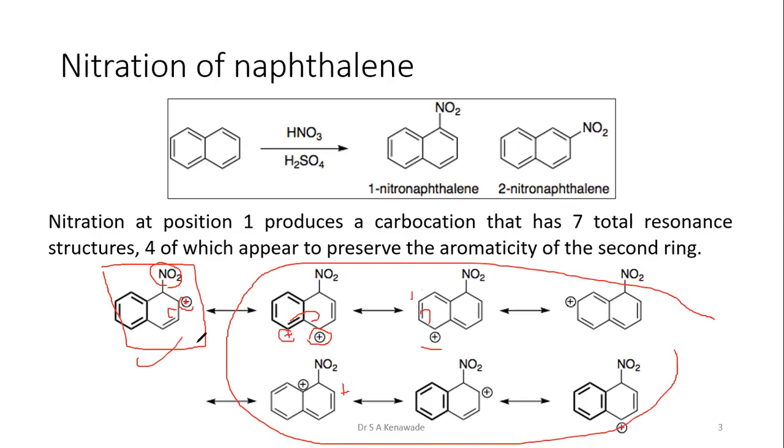Among these 7 structures, here first, then second, then third, and this is fourth. These 4 structures, if you look carefully, show a dark benzene ring, which means the aromaticity is preserved. After that, you can see the next one.